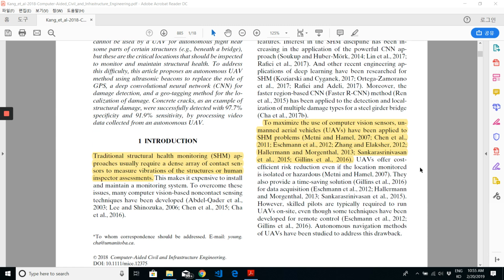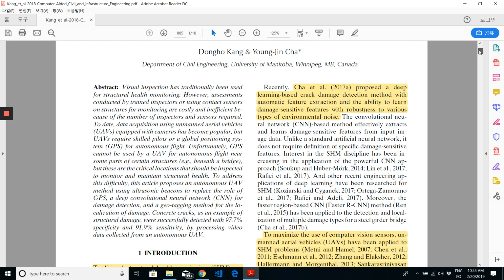So first, traditional structural monitoring approaches usually require a dense array of contact sensors. However, if you are using UAVs and computer vision algorithms, you can get your sensor data more easily, and you don't need a dense array of sensors in that case for surface damages.